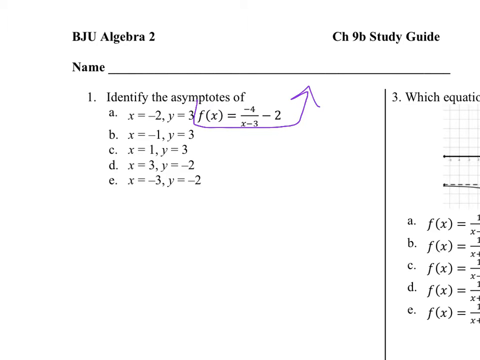Well, we know that the x equal asymptote, first we make that denominator, the x minus 3, equal to 0. We solve for x, and we get this is our x equal asymptote. Well, if we look at our options, there's only one with x equals 3. So the answer has to be D.